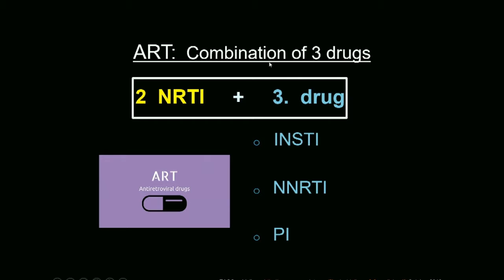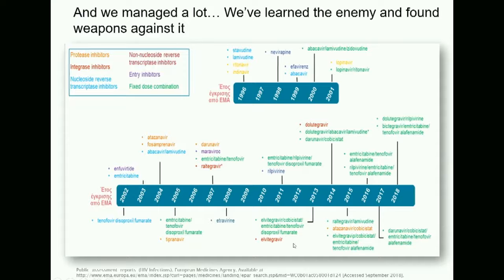The standard treatment is a combination of 3 drugs. So we still use a backbone of 2 NRTIs, plus a third drug: an integrase strand transfer inhibitor, or shortly integrase inhibitor, a non-nucleoside reverse transcriptase inhibitor, or a protease inhibitor.